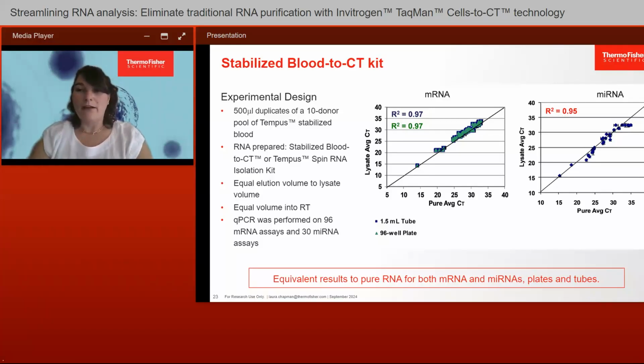And then the far right graph is looking at microRNAs. For this one, we looked at 30 individual microRNAs and then compared the lysate average to the purified RNA CT average. And here again, we get really great performance in comparison to the purified RNA with an R squared of 0.95. And so these results show that you would be able to use the stabilized blood-to-CT kit and expect to get equivalent performance as to purified RNA in a much shorter time frame and get to your answer much quicker.